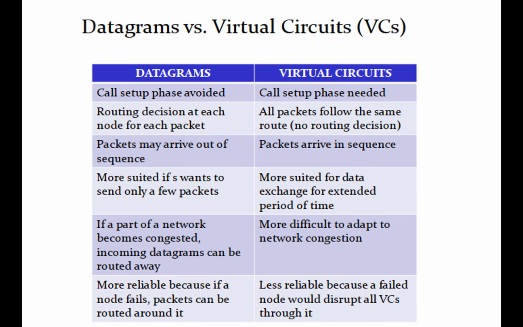If a part of the network becomes congested, incoming datagrams can be routed away. Virtual circuits are more difficult to adapt to network congestion. Datagrams are more reliable because if a node fails, packets can be routed around it. Virtual circuits are less reliable because a failed node would disrupt all VCs through it.